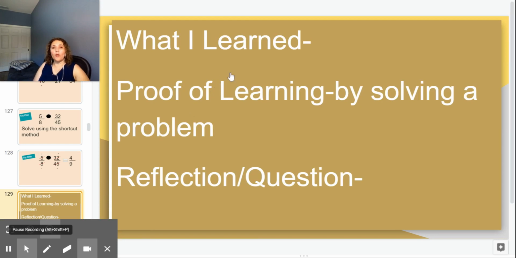All right. So what did you learn today? Write it down in your math notebook. Proof of learning by solving a problem. So write down two fractions that are multiplied together. See if you can simplify them. And then write a reflection or a question you may have.